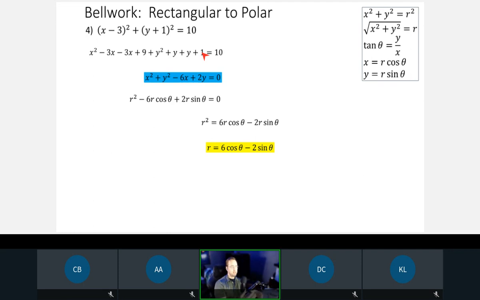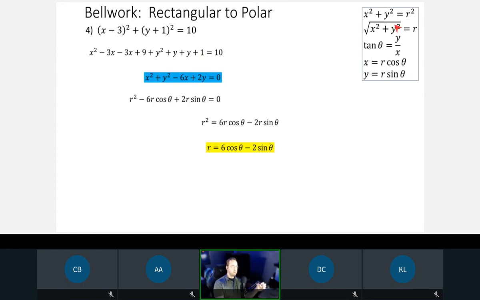You combine like terms. So 9 plus 1 is 10, and then I went ahead and subtracted 10 from both sides. That's how I got 0 on the right. Once you combine like terms, you order your stuff. You want to have your x squared, y squared first, followed by the x and then the y. So that's what I did here.